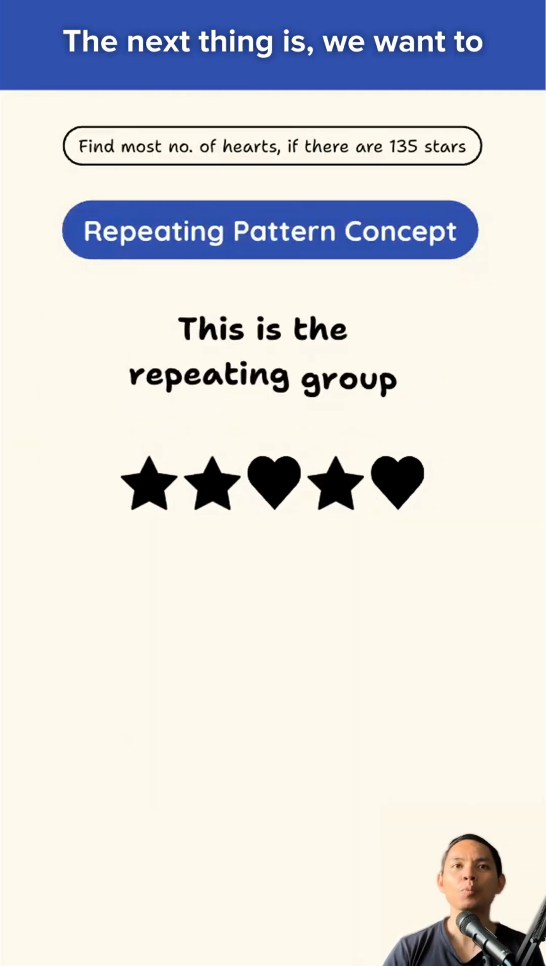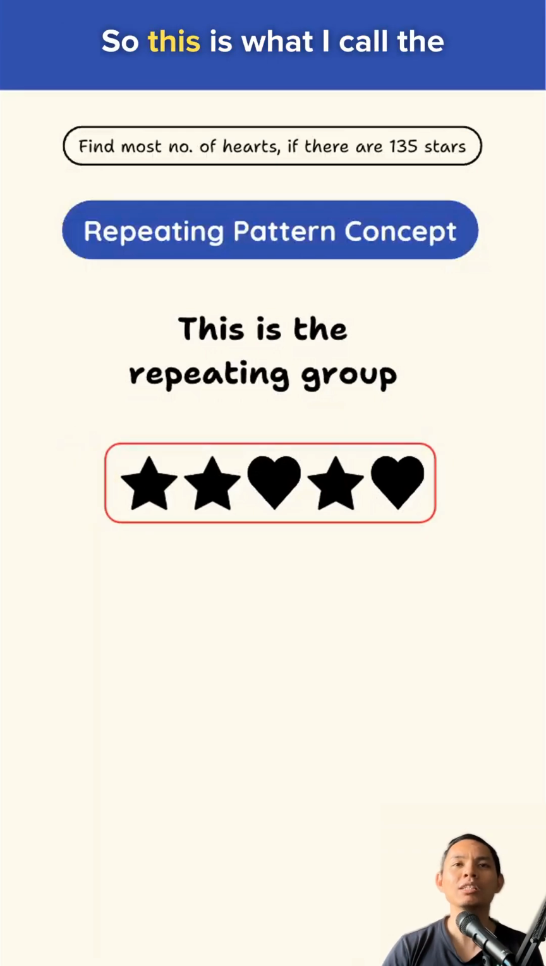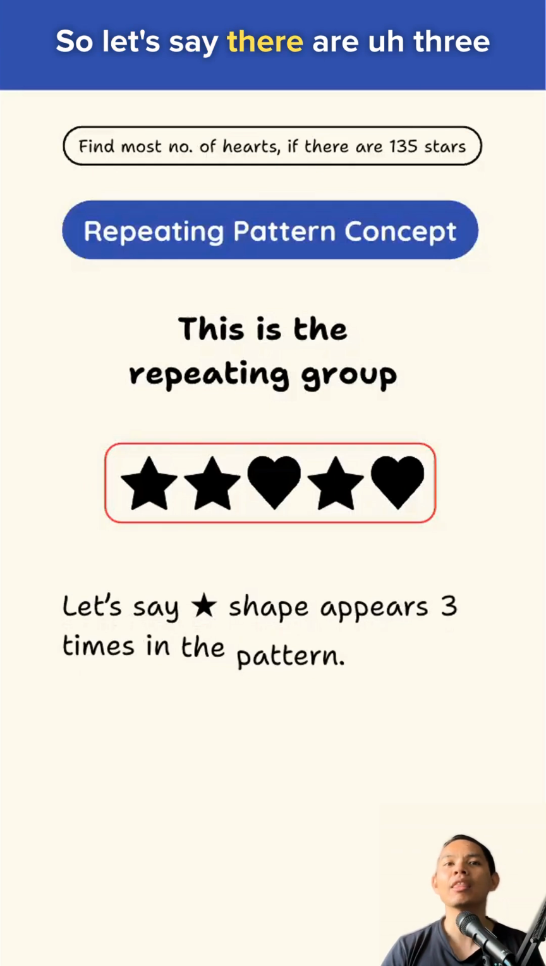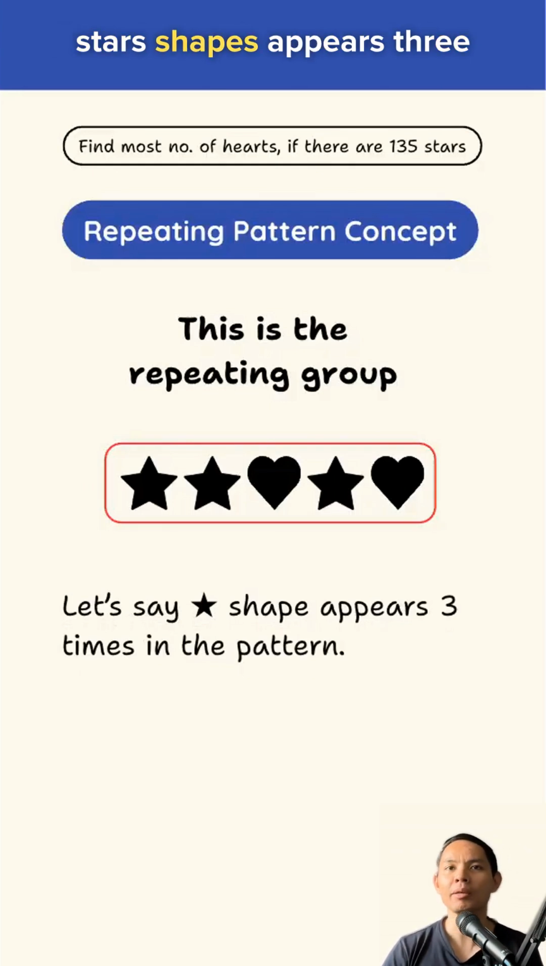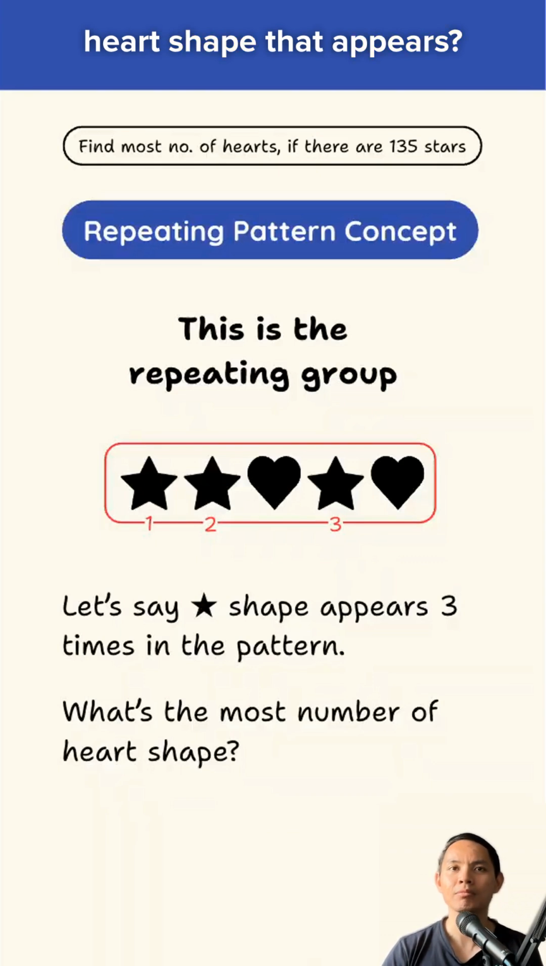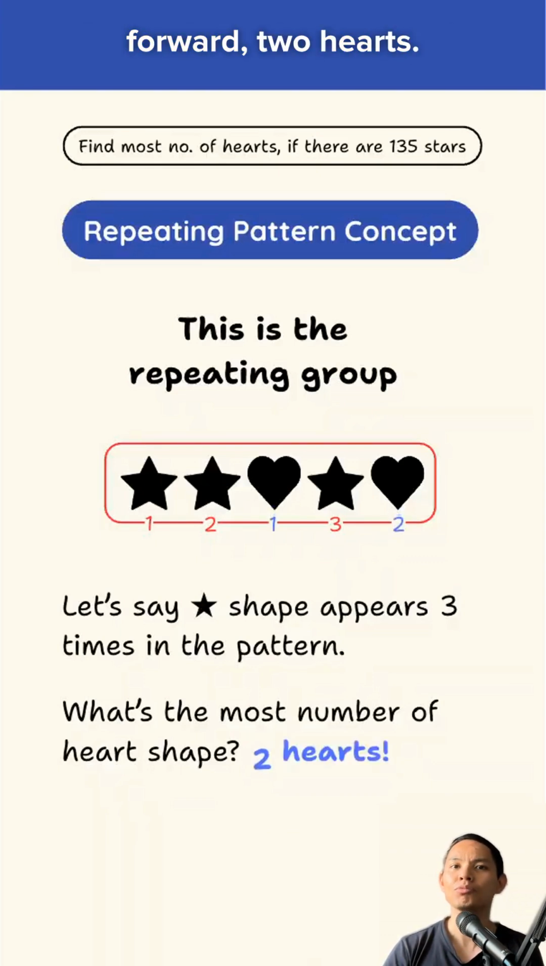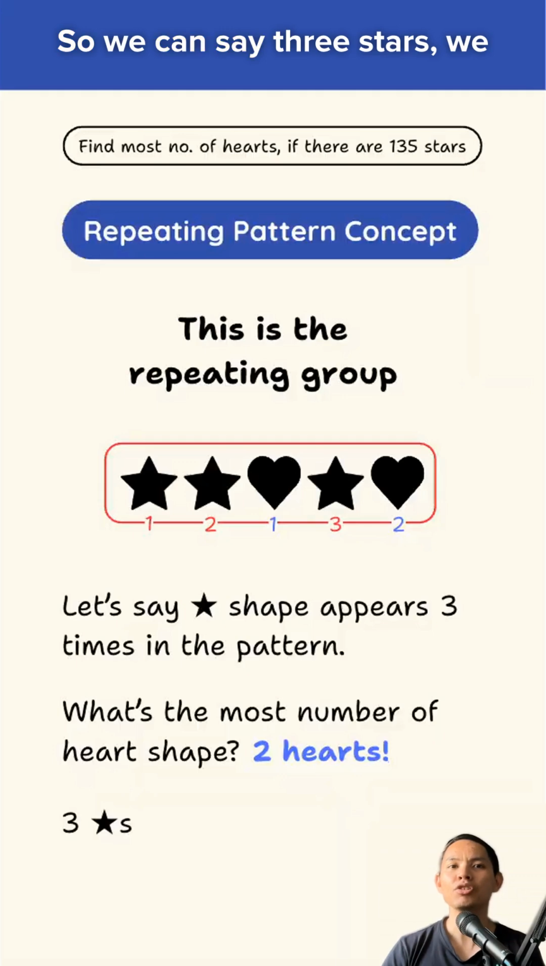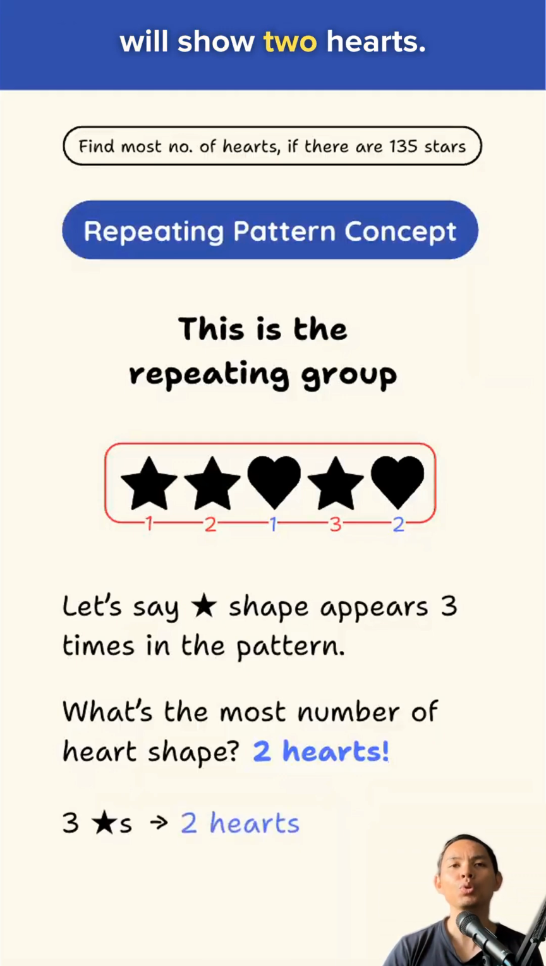The next thing is we want to group them. This is what I call the repeating group. Let's say there are three star shapes appearing three times in the pattern: one, two, and three. What's the most number of heart shapes that appear? In this case, pretty straightforward: two hearts. So we can say three stars will show two hearts.